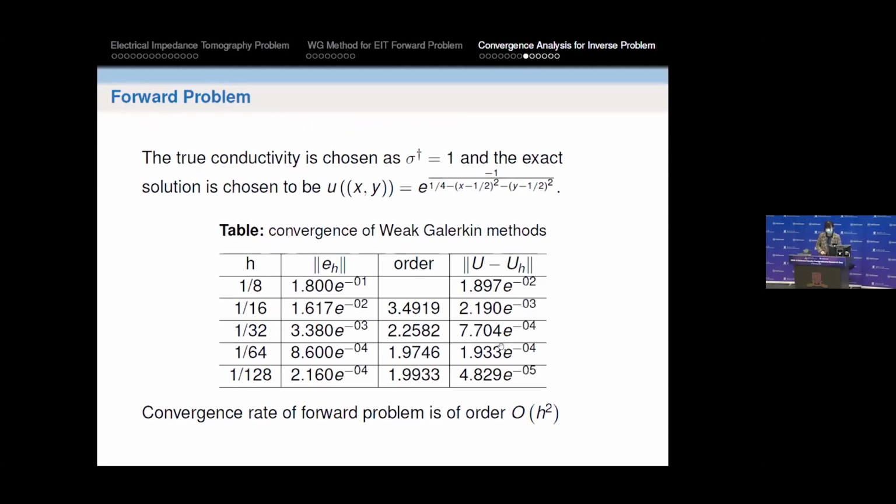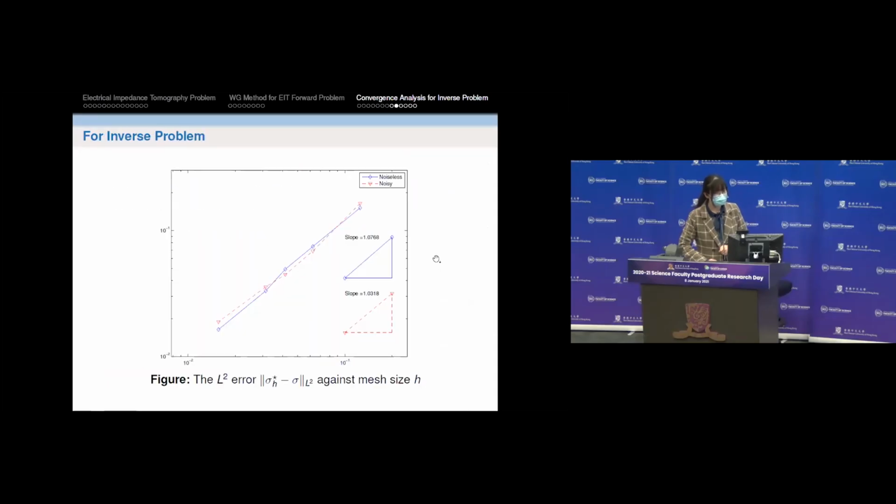So now we are ready to present some numerical results about our solver. For the forward solver, assume that we have sigma equal to 1, and the convergence result is given here, which shows the convergence in the induced norm and also in the L2 norm of order h squared. Now for the inverse problem, for a very simple case, when the true conductivity to be reconstructed is a linear one, then we have sigma_h star converging to sigma in L2 norm at this convergence rate.